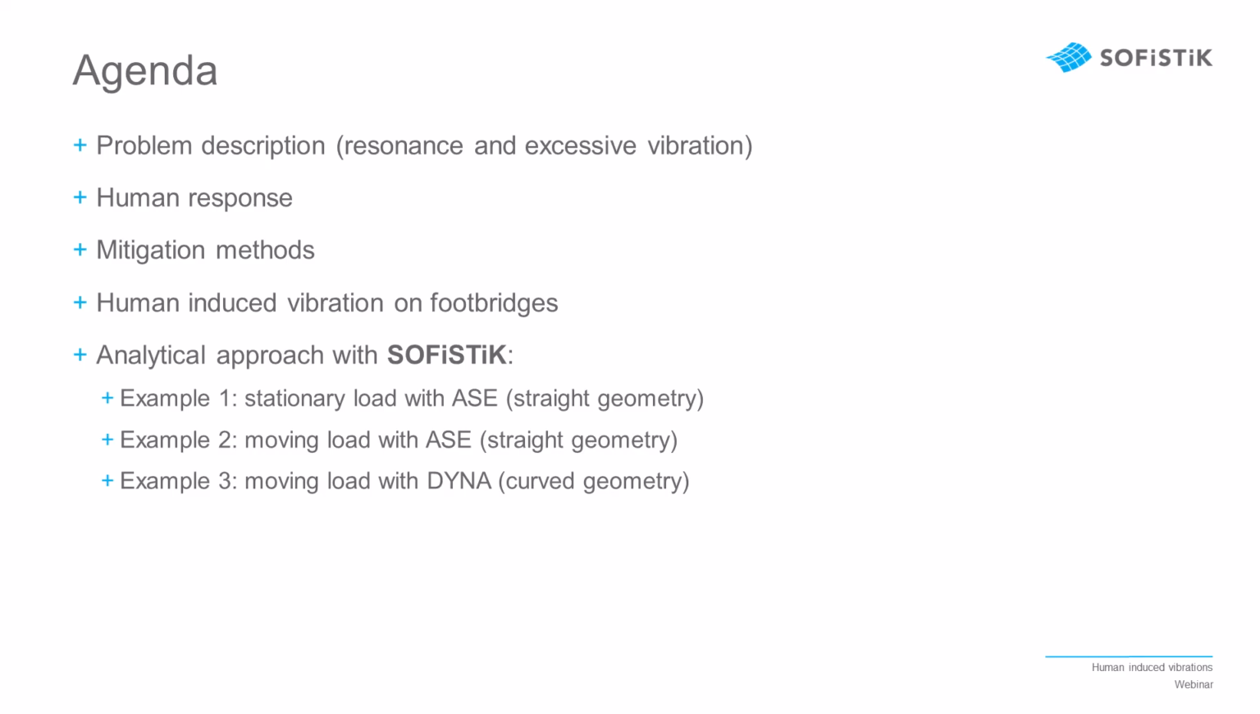We will then review the varying types of loading induced by the pedestrians on the footbridge, and we will present their analytical representation, which is obviously necessary if we plan to recreate those loadings in the FE system. And once all the required theory is assembled, we will present and discuss three examples. Example number one represents a stationary loading on a straight geometry calculated with the ASE module. Example number two is a moving load on a straight geometry, also with the ASE module. And example number three is a moving load along a curved geometry done with the DYNA module.